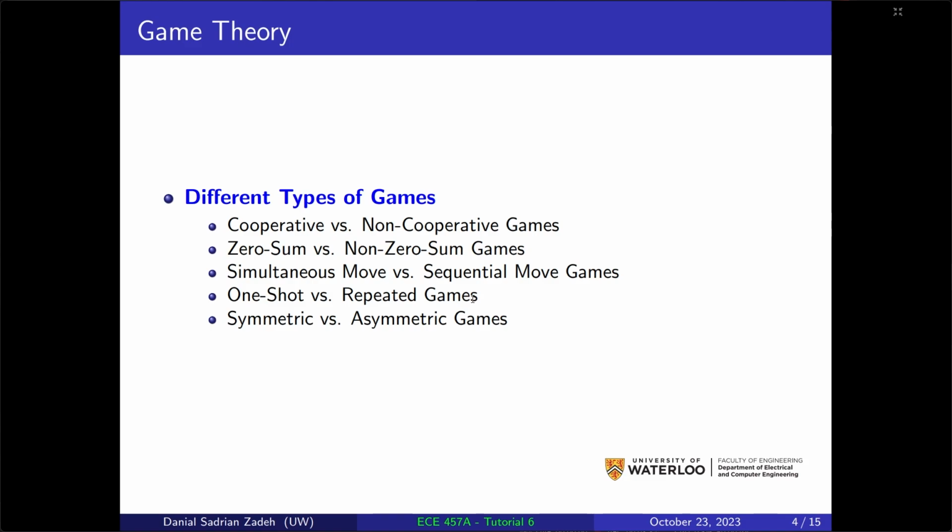You have different types of games in game theory. So the first one is cooperative and non-cooperative games. Then we have zero-sum versus non-zero-sum games. After that, we have simultaneous move versus sequential move games, then one-shot versus repeated games, and symmetric versus asymmetric games.